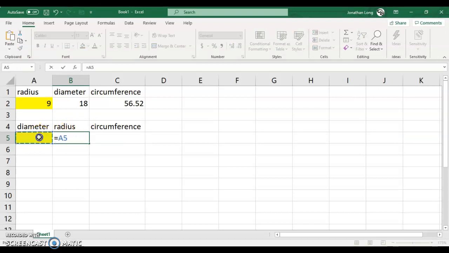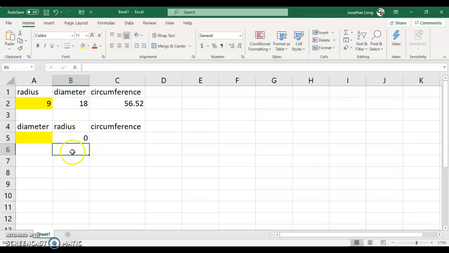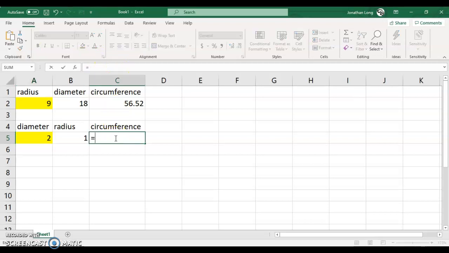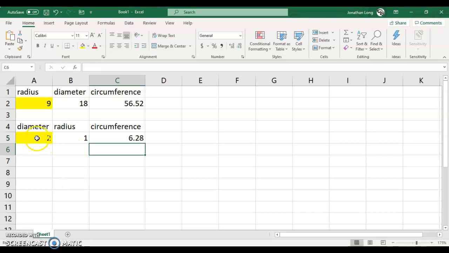If diameter is 8, we divide by 2. So equals A5 divided by 2. I take my diameter and divide it by 2 to split it in half. So if my diameter is 18, it's 9. If it is 4, it's 2. If it's 2, it's 1. Next up, how do I find circumference? Remember, circumference is equals diameter times pi. Remember, we use 3.14.